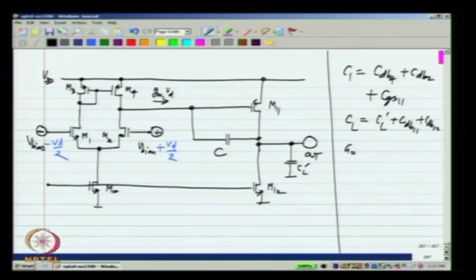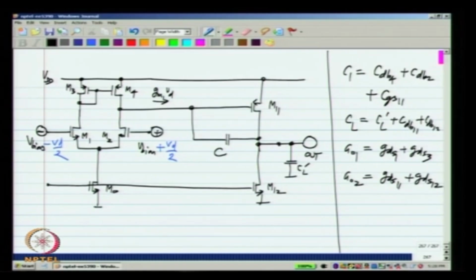Now, what is GO1? GO1 is the output conductance of the first stage, and that will be equal to GDS1 plus GDS3. This again we have evaluated, and GO2, that is the total conductance at the output of the second stage, will be GDS11, which is due to this transistor M11, and GDS12 due to the current source transistor M12. Whenever you bias something with a current source, the current source contributes an incremental resistance which appears in parallel.